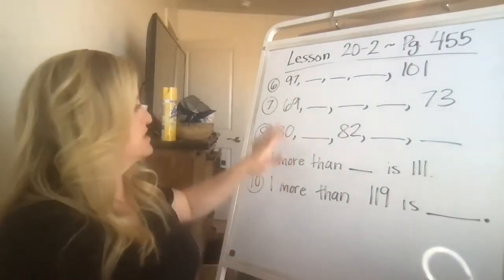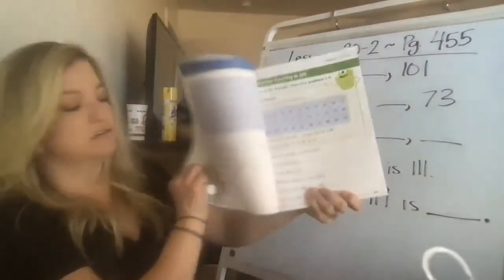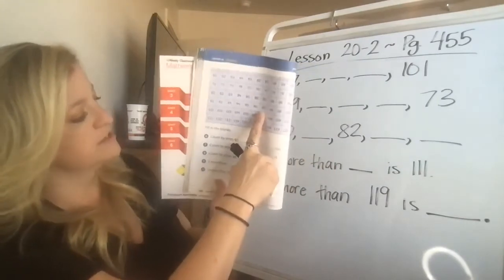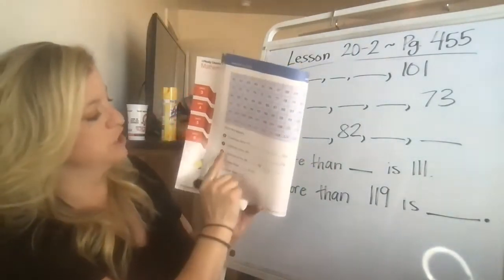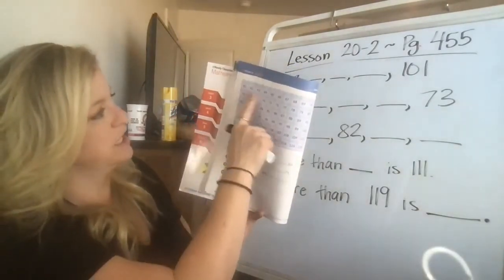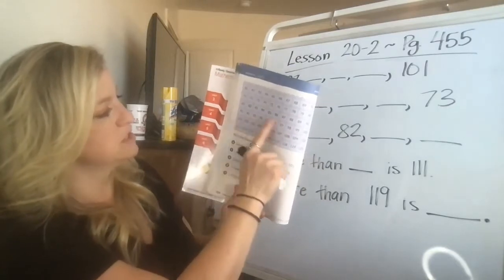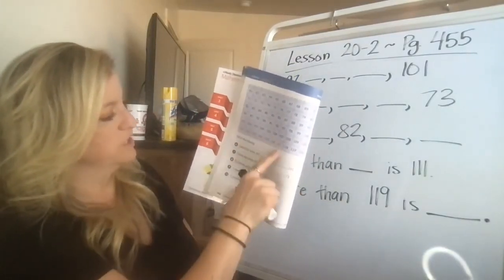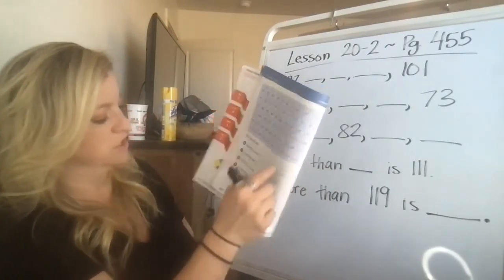All right, so we're going to go all the way to the top, and we're going to start with number 6. It says count by ones. If you wanted to, you could find 97 on your hundreds chart. There it is. And count by ones to follow along if you need to. Then count by ones from 69. And look, you go down to the very next row. Count by ones, start at 80. Okay, 1 more than 119.